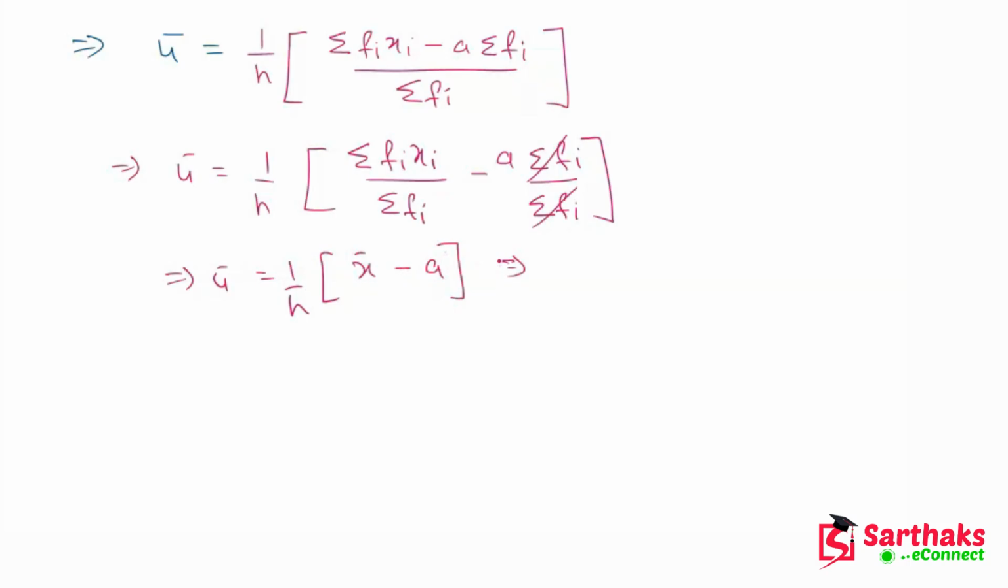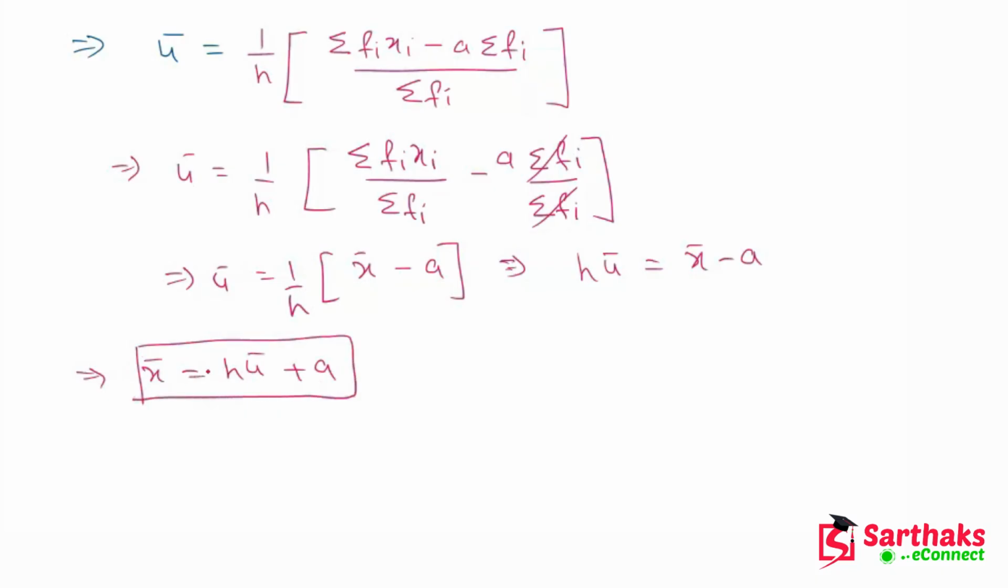And we have, my dear friends, h into u bar, which is equal to x bar minus a. So we get x bar is equal to h into u bar plus a. So my dear friends, this is the formula which we used in the previous question. I hope you understand these things. So now my dear friends, let's move on.